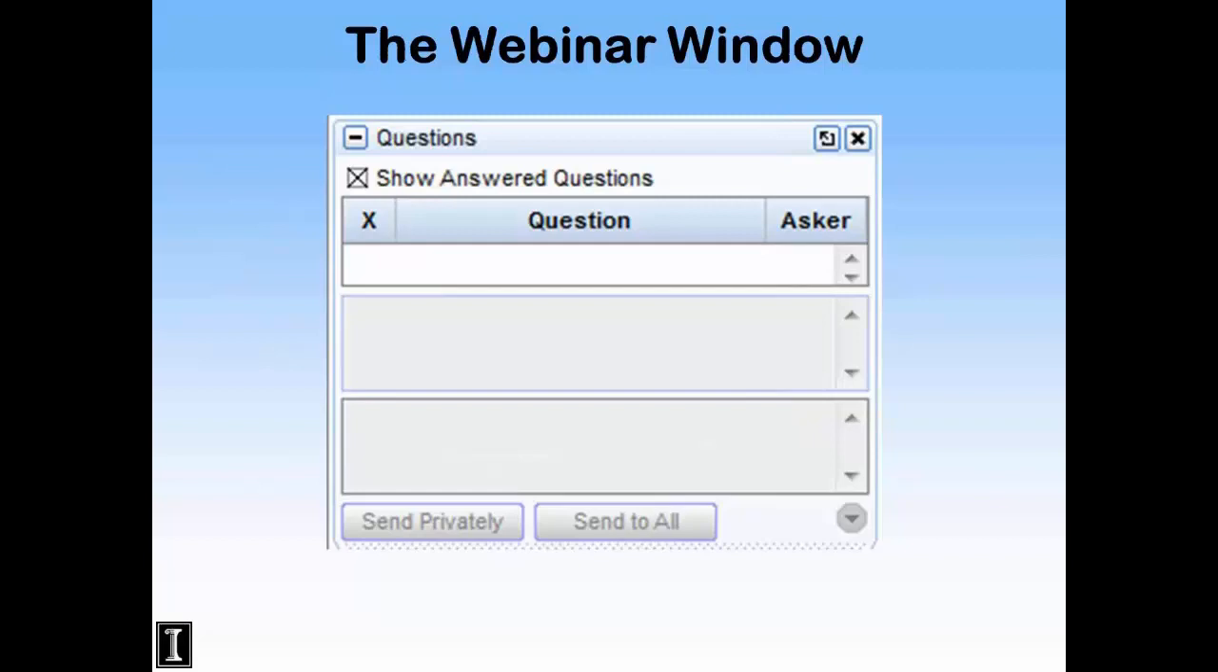Here's the window just to show everybody what we're talking about. If your question box is just a narrow bar that has a plus sign, if you click on the plus sign, it makes it this big box where you can ask the question.